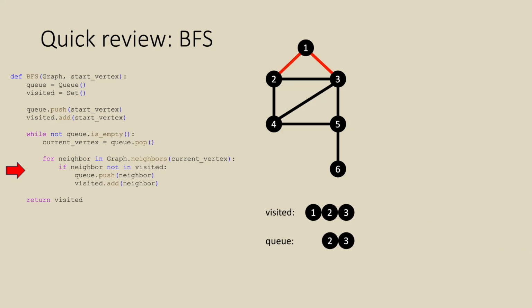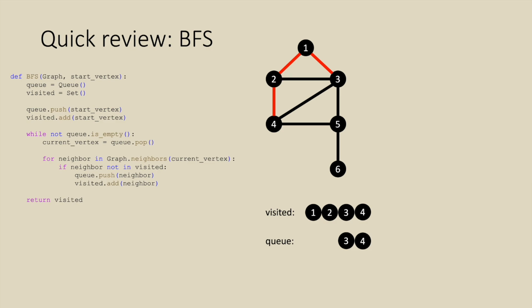As the arrow now points out, for all neighbors of the current vertex, if the neighbor has not been visited, we push the neighbor to the end of the queue and add it to visited. 1 has 2 neighbors, 2 and 3. Since we haven't visited 2 and 3 yet, we push them to the end of the queue and add them to visited. Now we need to go back and check if the queue is empty or not. The queue is not empty, so we pop the top of the queue, which is 2.